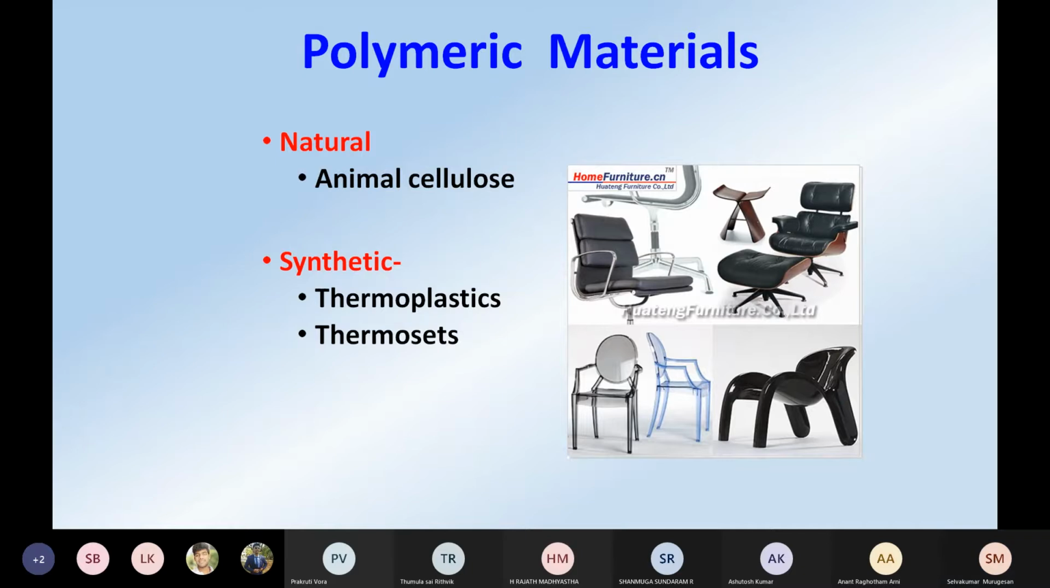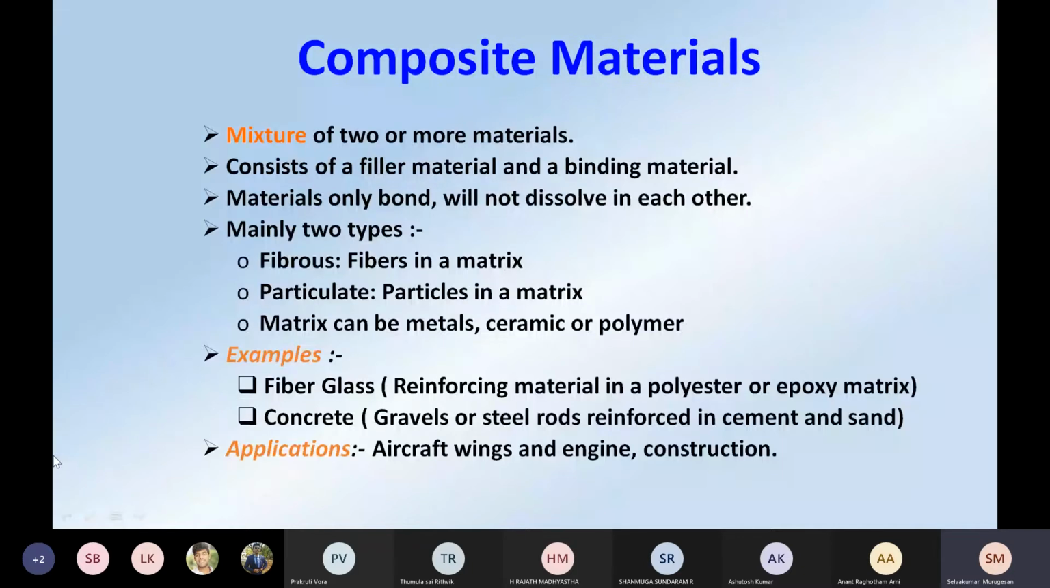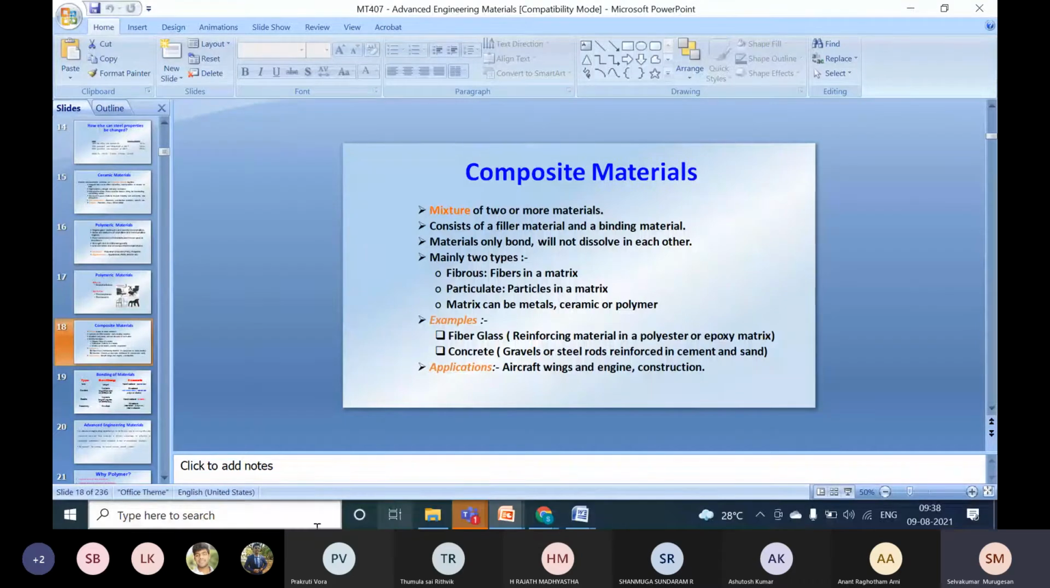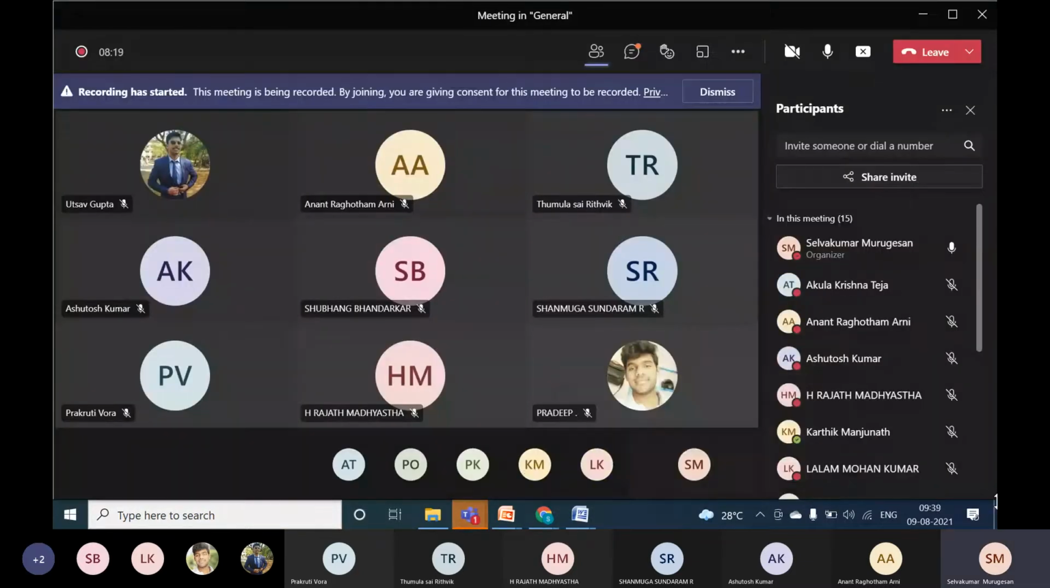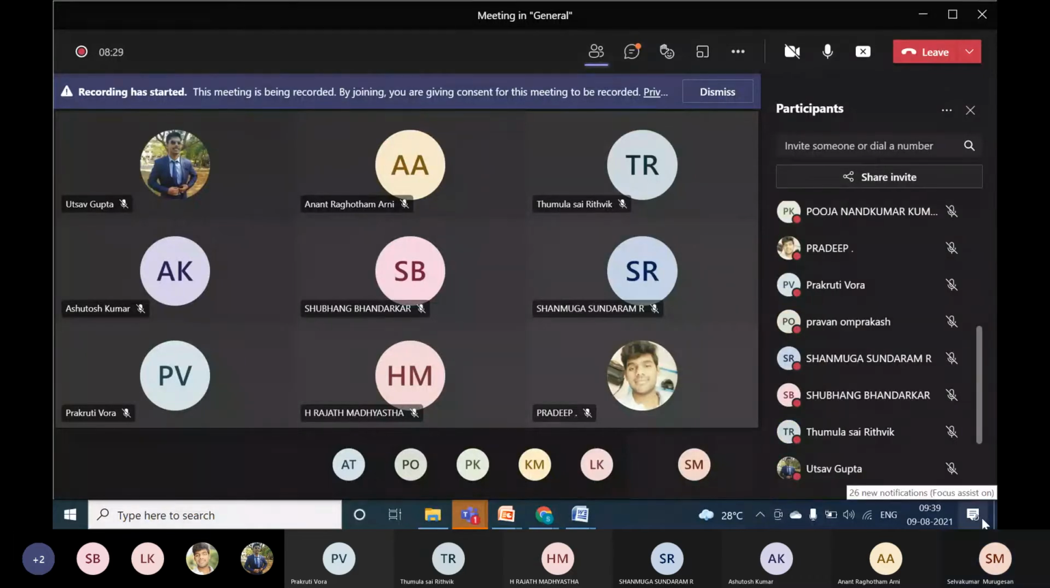Okay. Well, now this may be new for you guys: composite materials. Are you aware of composite materials? Or what do you know? No idea. Subham, do you know anything about composite materials?